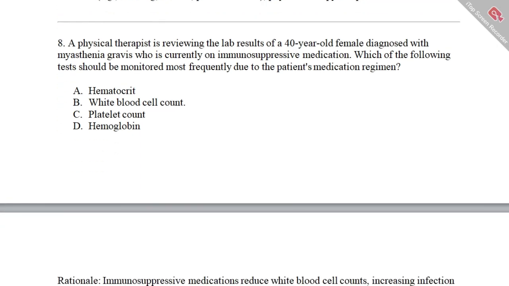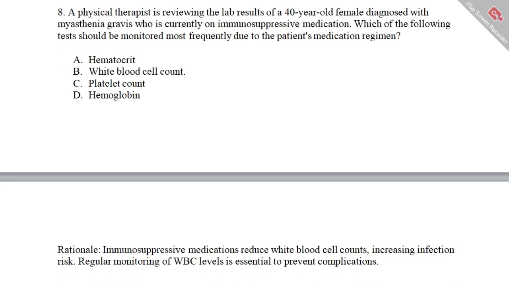A physical therapist is reviewing the lab results of a 40-year-old female diagnosed with myasthenia gravis who is recently on immunosuppressive medication. Which of the following tests should be monitored most frequently due to the patient's medication regimen? A. Hematocrit. B. White blood cell count. C. Platelet count. D. Hemoglobin count. Which is the best option?